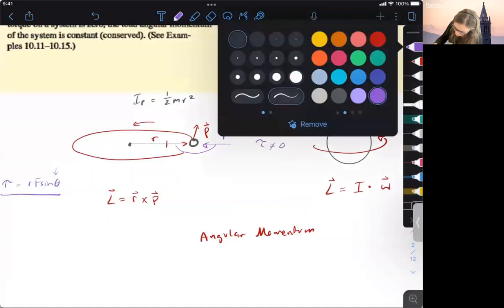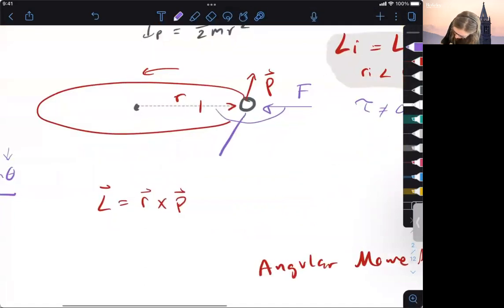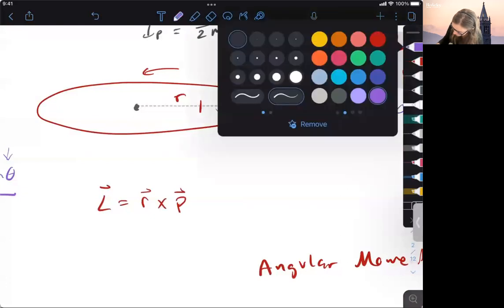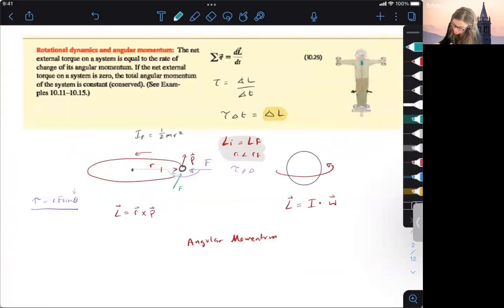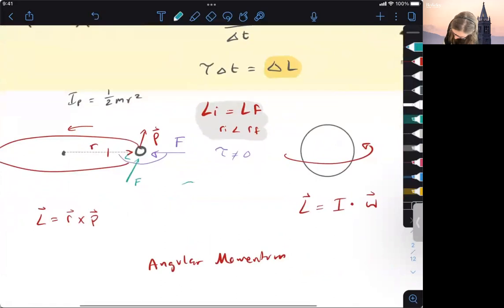What about if I apply a force here? Maybe I'll use a different color. What if I apply a force on the edge here? In that case, I would have a torque, right? I would have R F sine of 90 degrees. I would be causing rotation. I would be adding to that rotation, adding to that angular momentum.